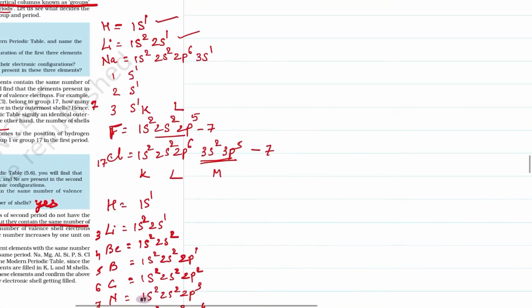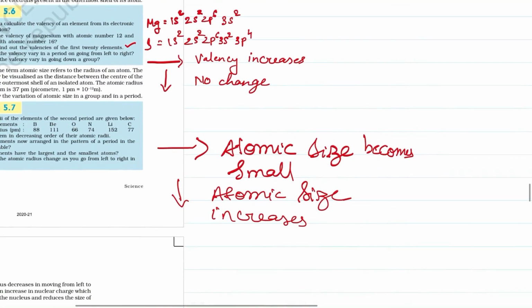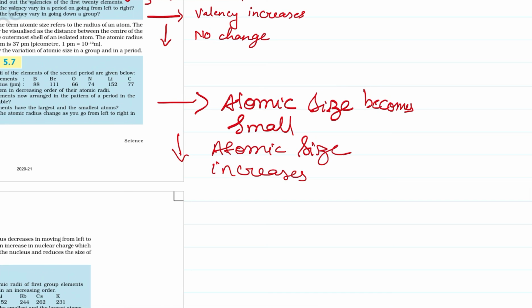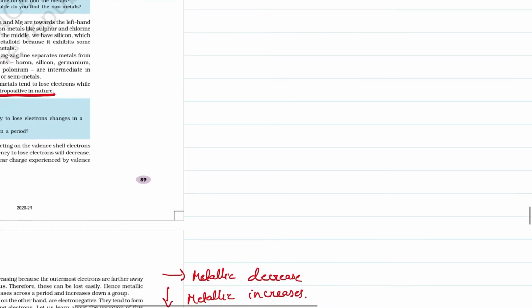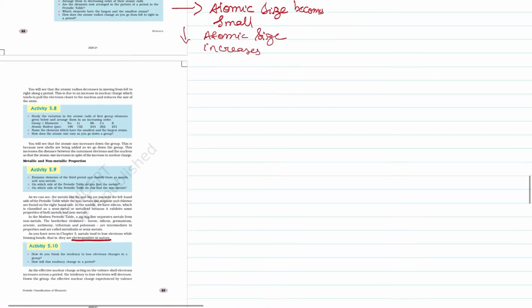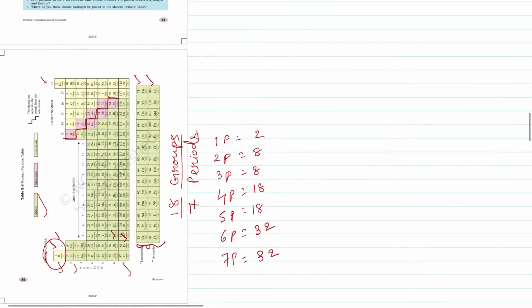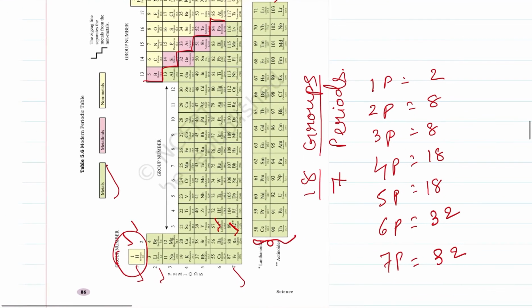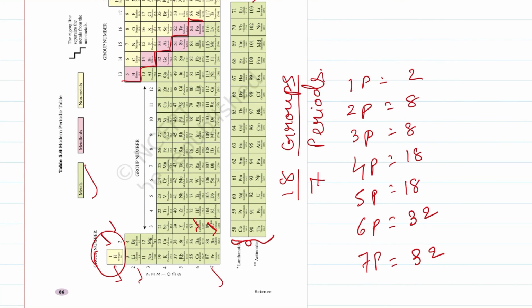Just to summarize, we know that the valency increases and there is no change in the valency as we go down the group. Atomic size becomes small as we go from left to right, and atomic size increases as we go from top to bottom. Metallic character decreases as we go from left to right, and metallic character increases as we go from top to bottom. This is what you understand about the modern periodic table, and the modern periodic table gives us lots of information about various properties of elements.